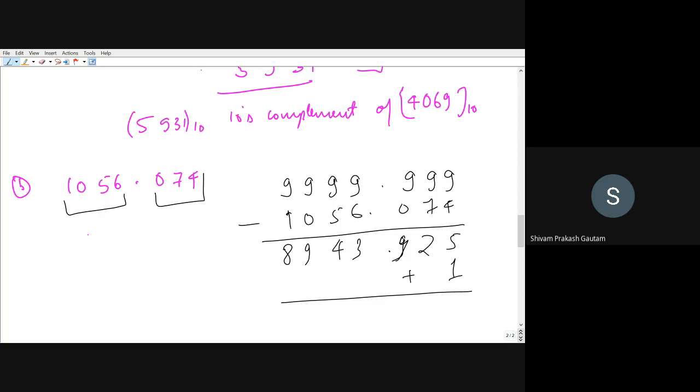Okay, then you have to add 1. Right now this is in nines complement form. In order to make it a tens complement, you have to add 1 to the last digit. Just pay attention here. You have to add 1 to the last digit. Not the number before the decimal, right? You might make a mistake. So 1 is to be added to the last digit irrespective of the decimal point. So this will be equal to 6.